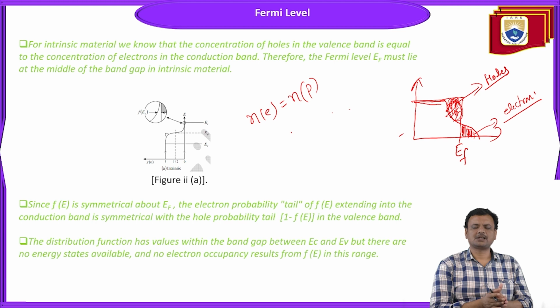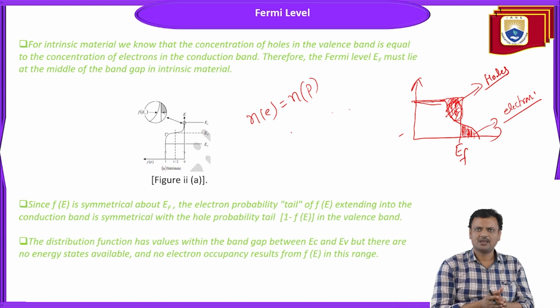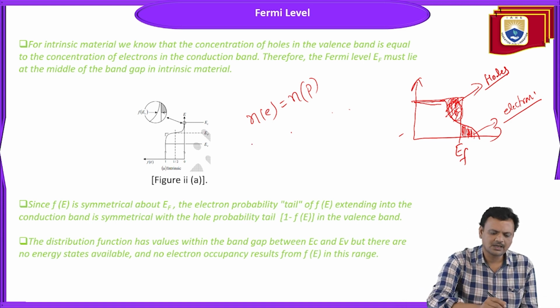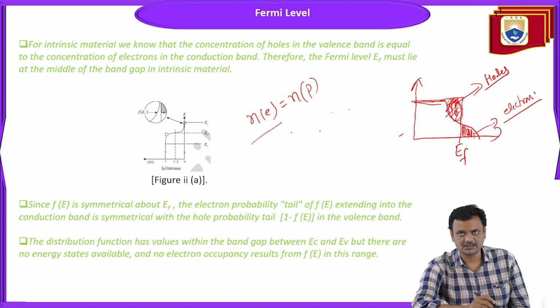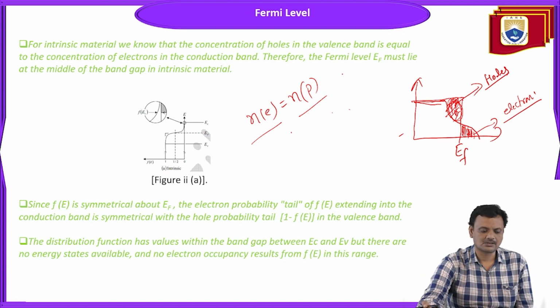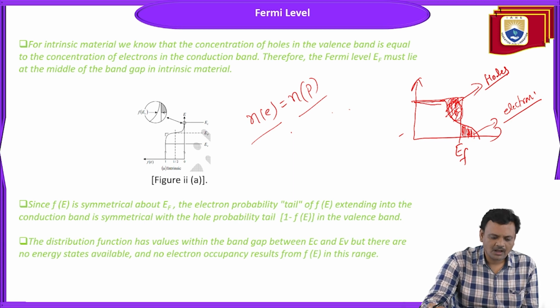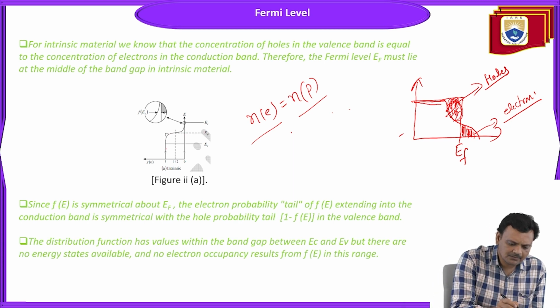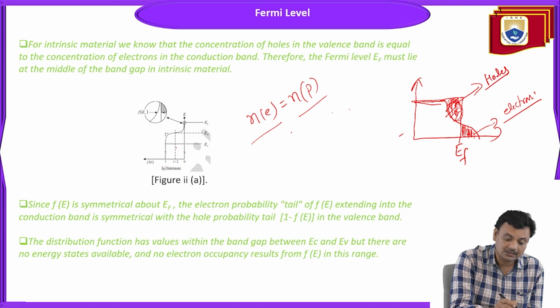So in an intrinsic semiconductor, the electron concentration as well as the hole concentration are equal. That's why I wrote n_e, the concentration of electrons, is equal to the concentration of holes. See here, I also show the variation of the Fermi level, the f(E) variation, about both sides of the Fermi level.